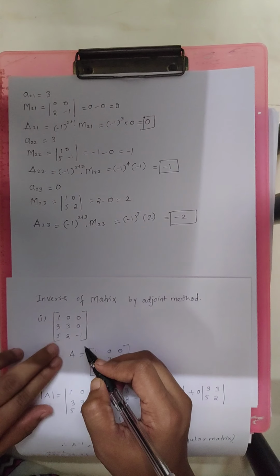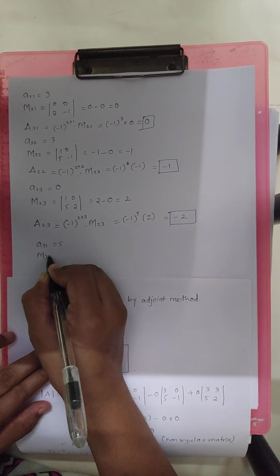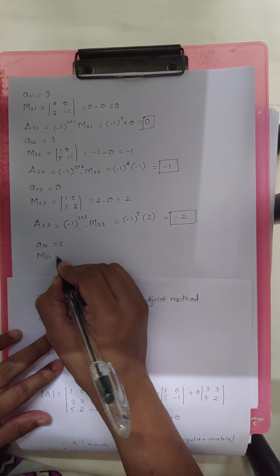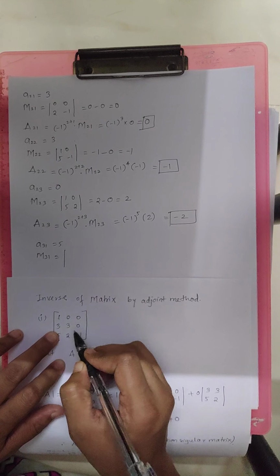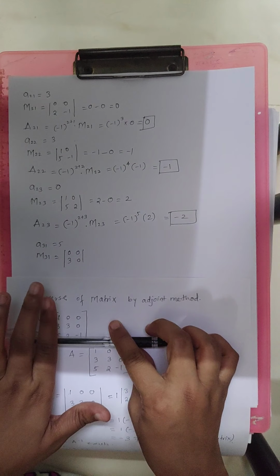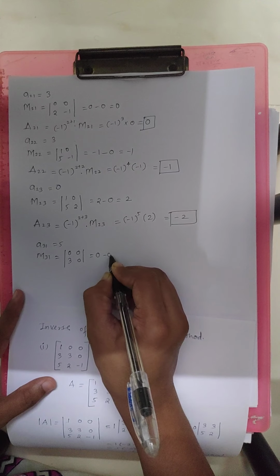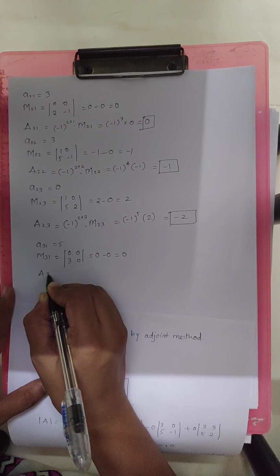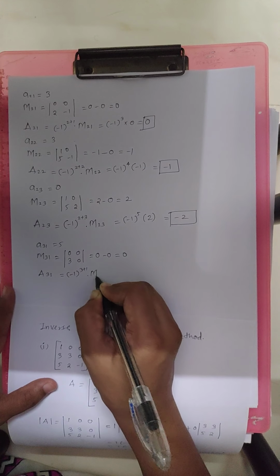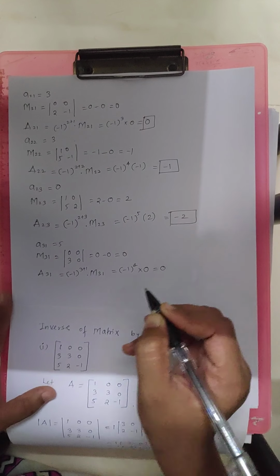Okay. Now the next element is A31. A31 is 5. What will be M31? The determinant obtained by deleting the third row and first column. So third row, first column deleted, what will remain? [0 0; 3 0]. So this will be 0 minus 0, that is 0. So what will be the cofactor A31? (-1) raised to 3 plus 1 times M31. (-1) raised to 4 times 0, that is 0.